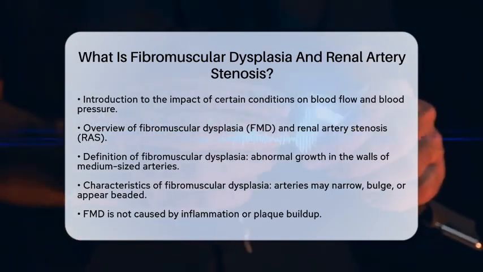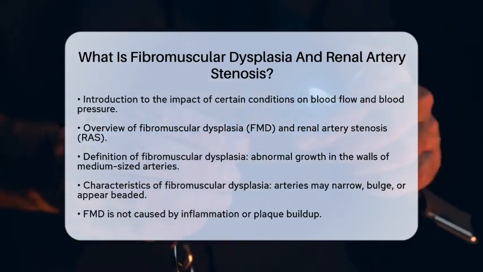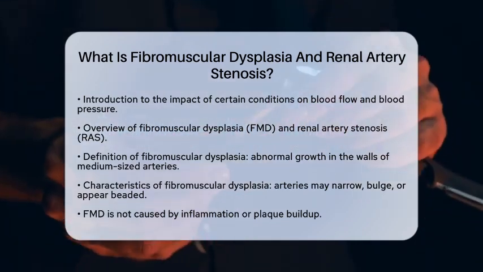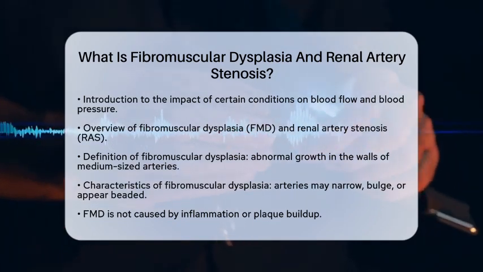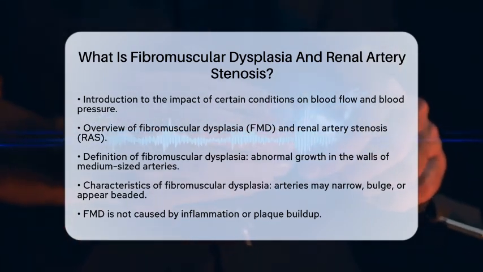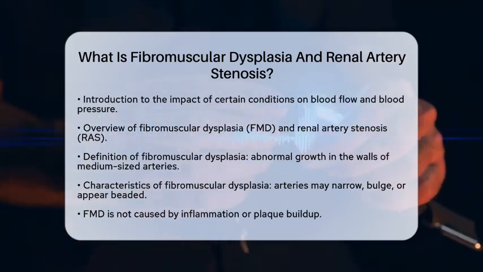This growth can cause the arteries to narrow, bulge, or even take on a beaded appearance. Unlike other vascular diseases, fibromuscular dysplasia is not due to inflammation or plaque buildup. It most often affects arteries that supply blood to the kidneys and brain, but can also involve arteries in the abdomen, arms, legs, and heart.